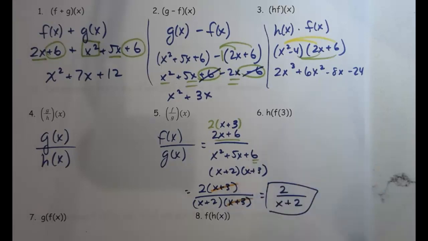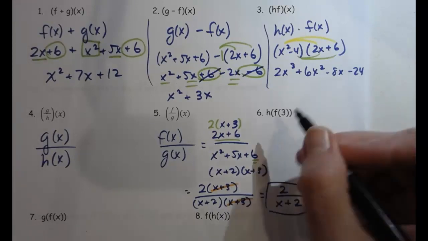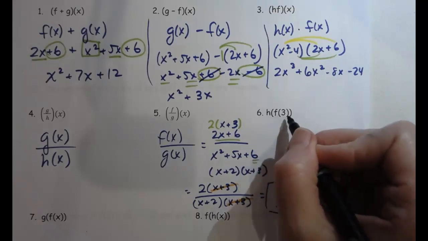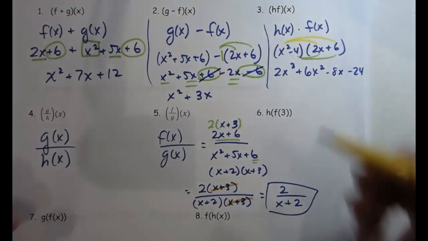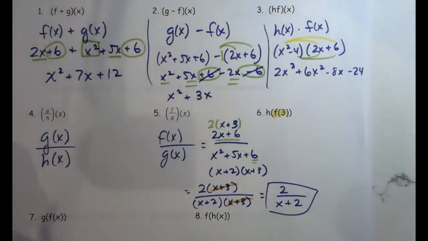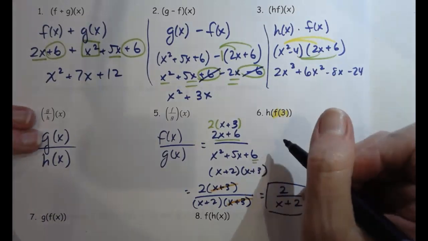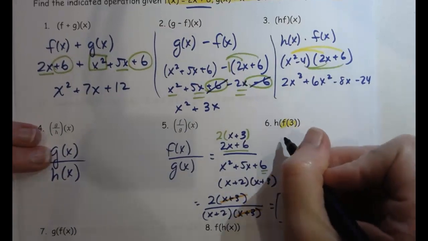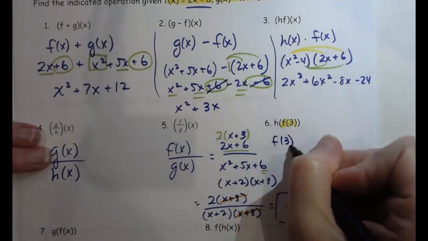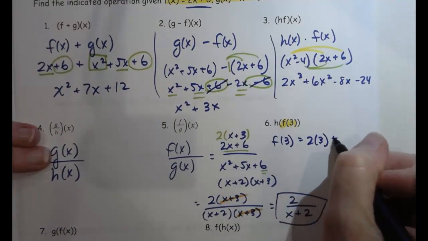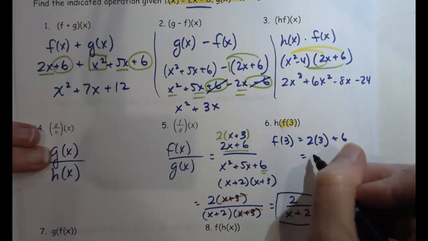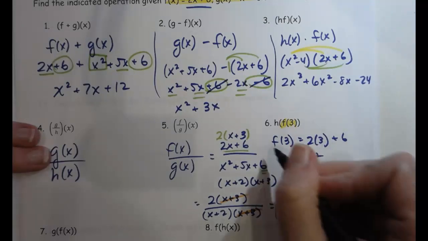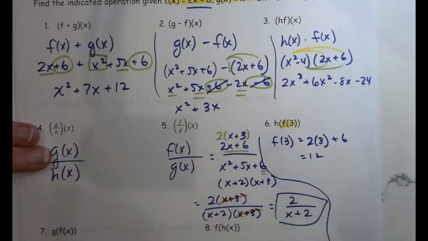Now, number 6 is h of f of 3. Remember to work from the inside out. f of 3. What is f of 3? The f function says double and add 6. So we will find f of 3 when we double the 3 and add 6. That's 6 plus 6. That's 12. So f of 3 is 12.